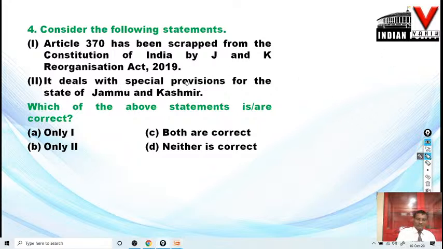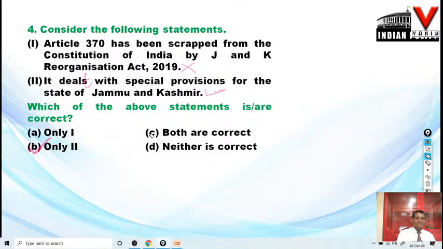Article 370 deals with special provisions for the state of Jammu and Kashmir. Yes, it dealt with that. So the answer is that it dealt with special provisions. 370 scrapped, no. So only 2 is the answer.